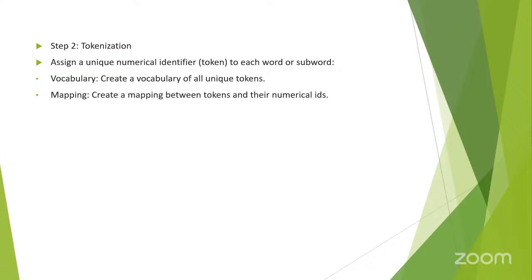Then the next thing will be numericalization. We'll assign a numerical identifier for each word or each subword. For each word or subword, we'll give some unique numerical identifier or unique token. Then we will create a mapping between tokens and their numerical IDs.